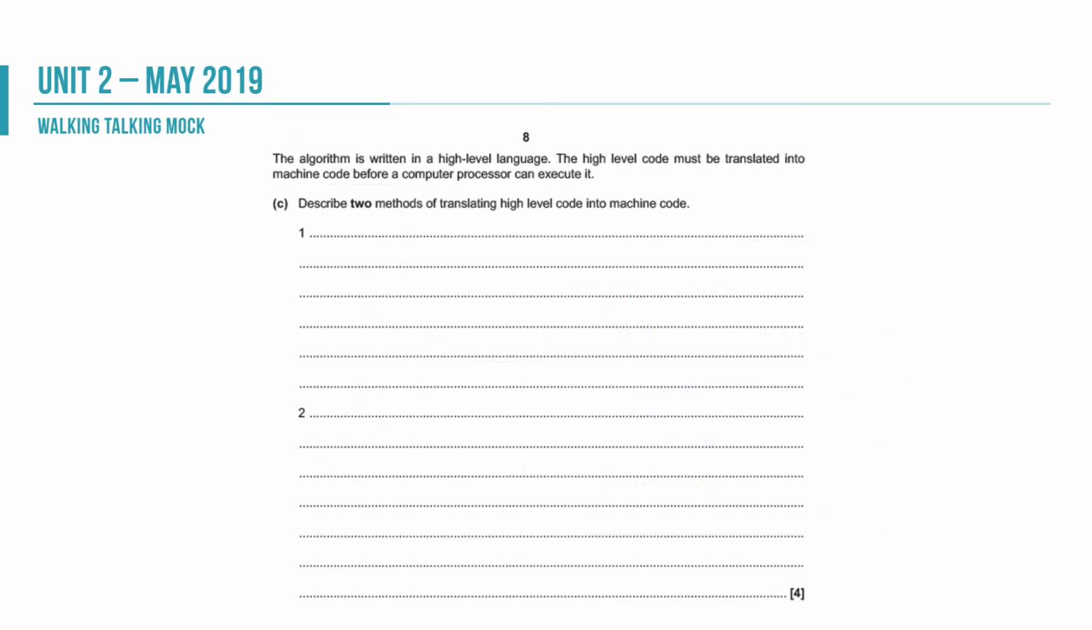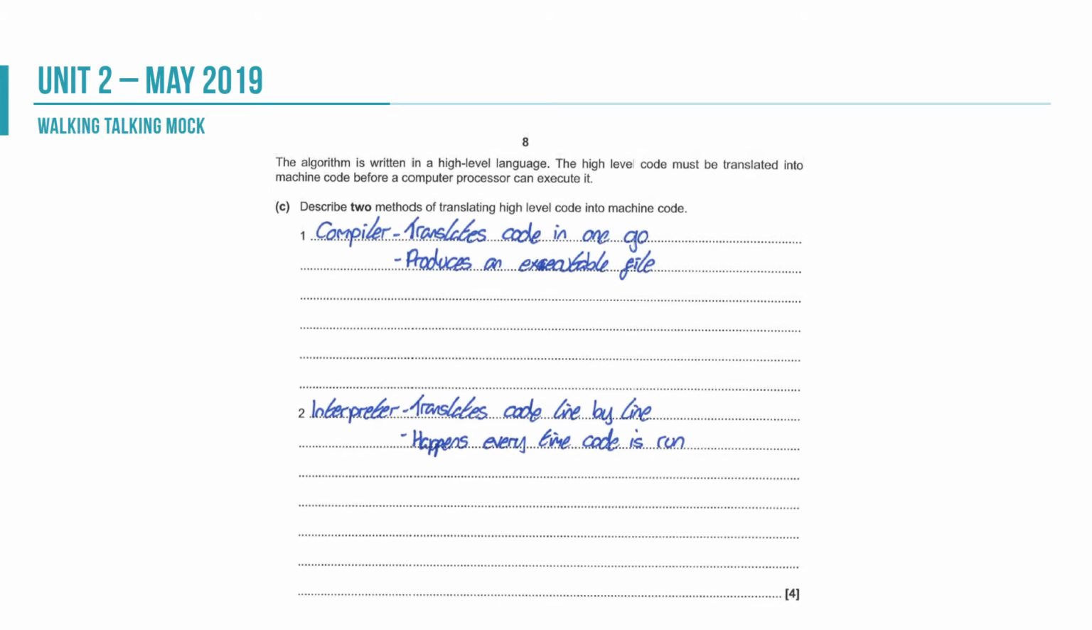An algorithm is then written in high-level code. Describe 2 methods of translating high-level code into machine code. Well, they are the compiler and the interpreter. Asked to describe those methods. So compiler translates the code in one go and then produces an executable or exe file. The interpreter translates the code line by line, and that needs to happen every time the code is run.